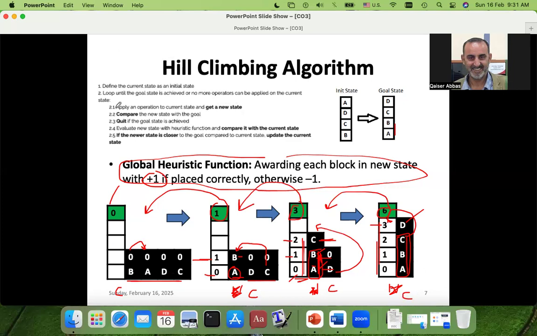According to this goal, you will also match with the goal. When it is matching with the goal, you will quit from this algorithm. You will quit from this algorithm. Understood?